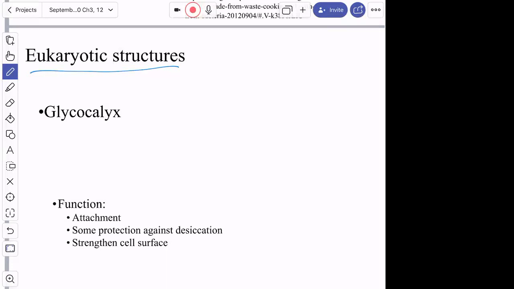I do want to highlight structures that bacteria and eukaryotes may share, and how the structure may be different in eukaryotes. So we talked about how lots and lots of bacteria secrete some kind of glycocalyx, whether it's a capsule or a slime layer. It turns out that eukaryotes can have a glycocalyx as well, but it's always going to be anchored to the cell membrane.